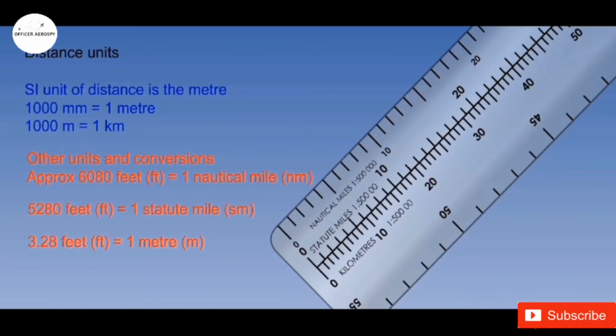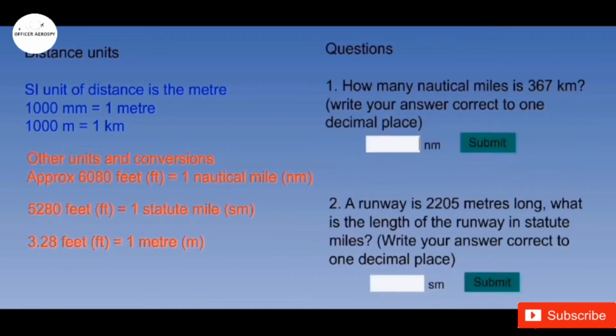So let's calculate accurately the answers for these questions. Enter in the box and click submit. Let's see what will be our calculations. The first question: how many nautical miles is 367 kilometers? And the second question is, a runway is 2205 meters long. What is the length of the runway in statute miles? Let's enter some answers and see how accurate we are.